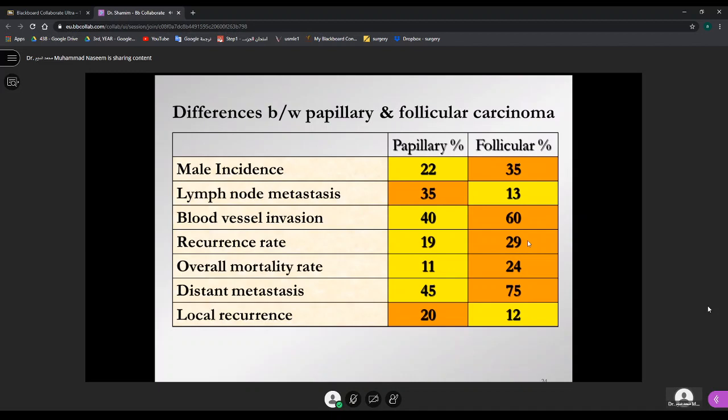Lymph node metastasis is more common in papillary carcinoma, so the chance of local recurrence is more in papillary. In contrast, blood vessel invasion is more common in follicular, so it has a higher recurrence rate, overall mortality, and distant metastasis.